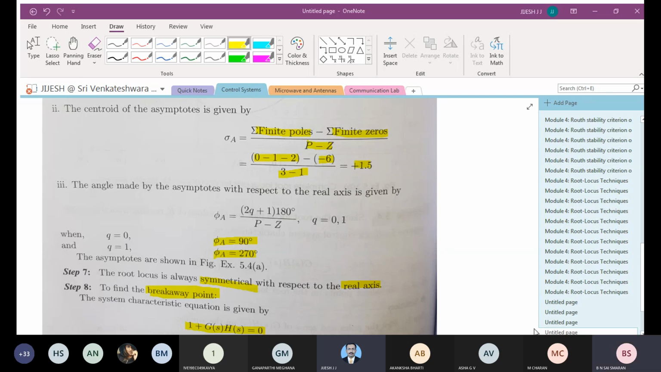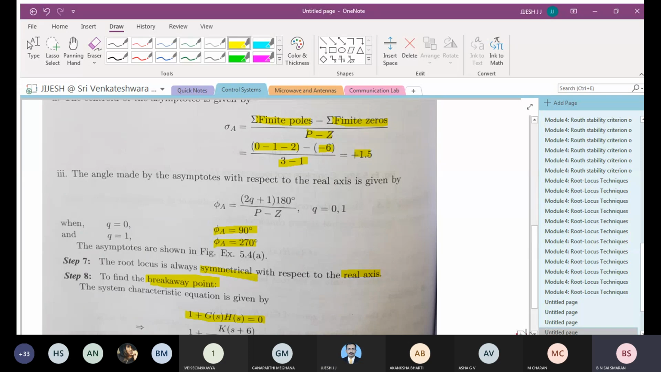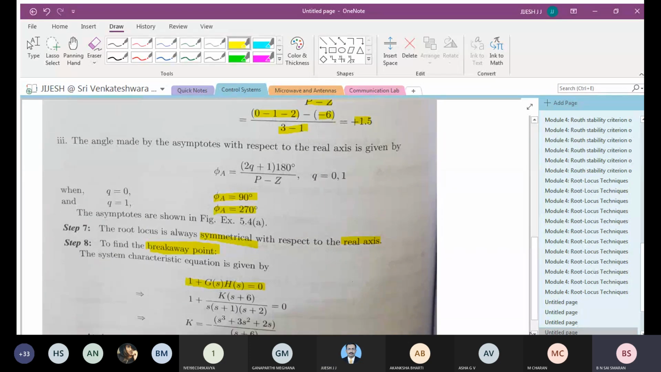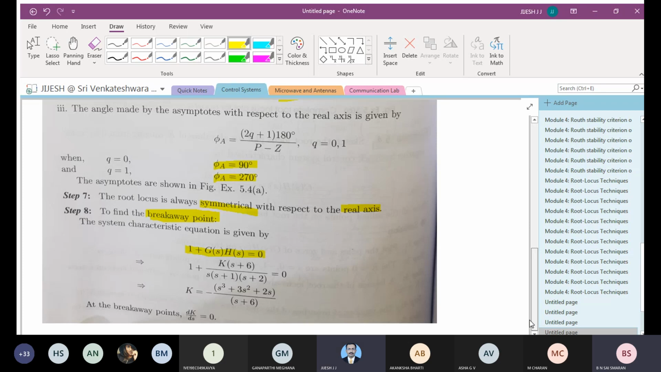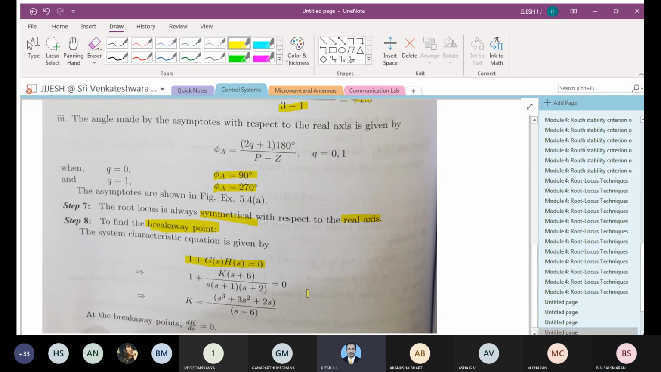Yes, sir. Okay, what is that equation you got? Minus 4s cube minus 27s square minus 40s minus 12 equals to 0. Okay, I'll come to that. So we'll see that. You can proceed further.